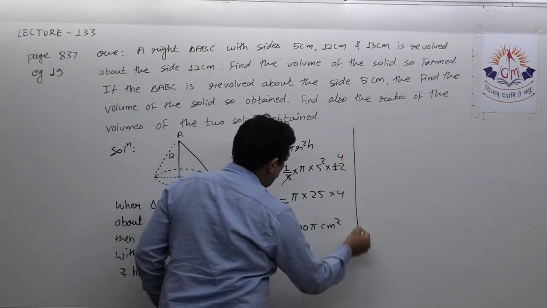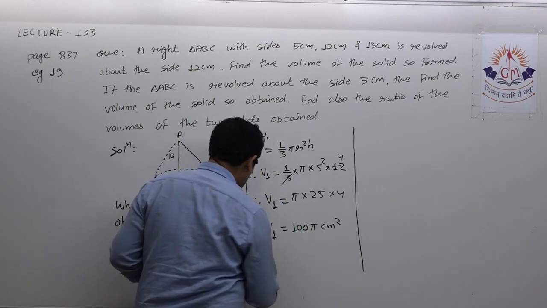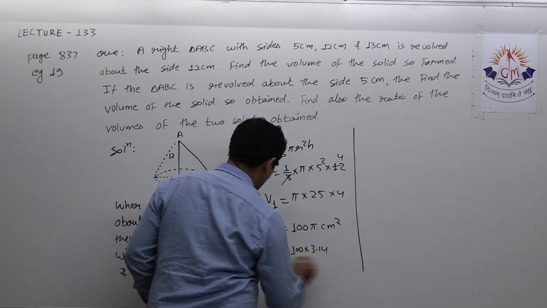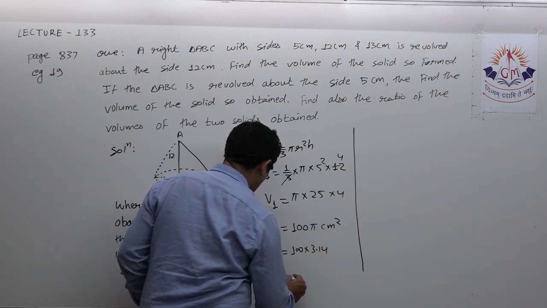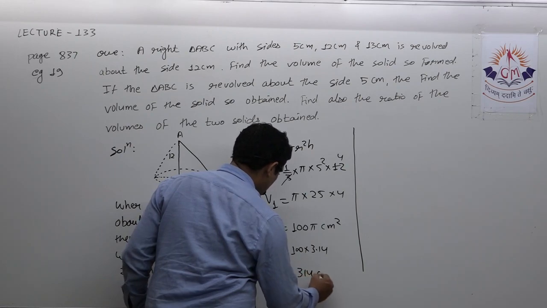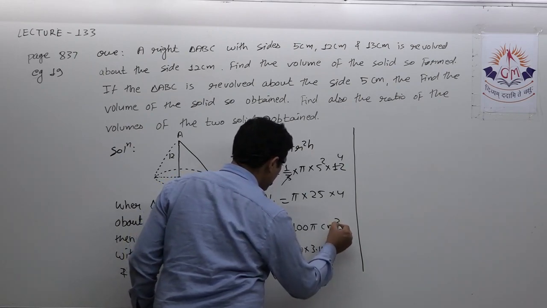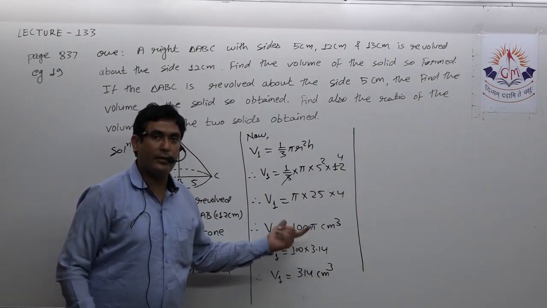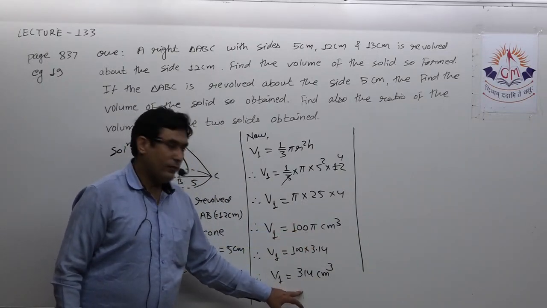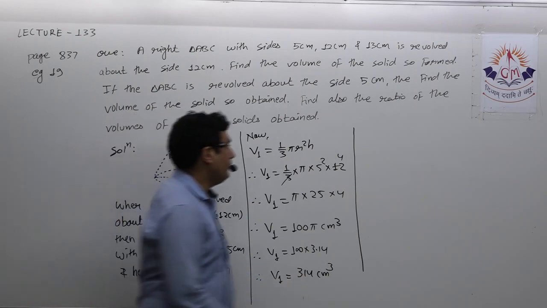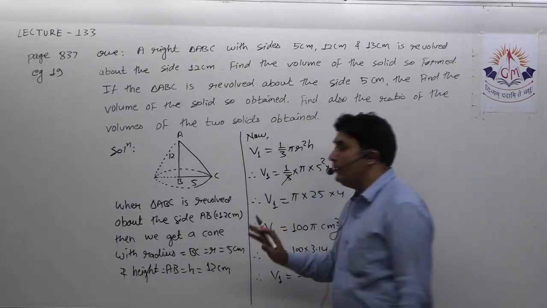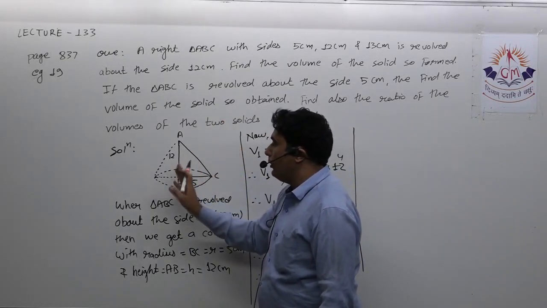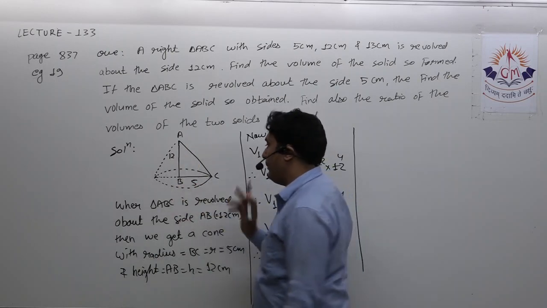See, I'm keeping the answer in terms of pi, as well as I'll find the final answer, 100 multiplied by 3.14. So I can say V1 is equal to 314 centimeter cube. Okay, we need this when we have to find the ratio. Over there we can cancel pi easily, and if we have to find the exact value, then I can take 314. This is the volume in the first case, when the triangle is revolved along its side AB.